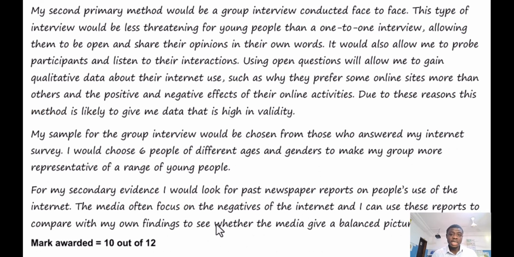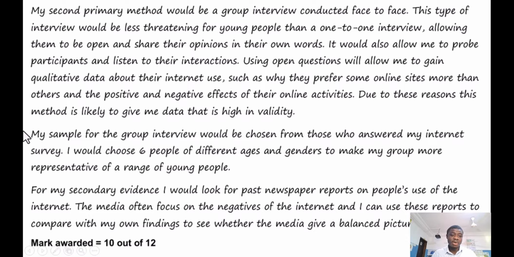These are the terms you need to use. If you look at the second priming method here, the candidate is using group interview. There will be face-to-face interview here. You can talk about the fact that the candidate mentioned probe participants and listen to their interaction, use open questions, qualitative data, and then being able to achieve validity. These are the things that we are talking about. So learn to use these terms when you are trying to justify your priming methods.